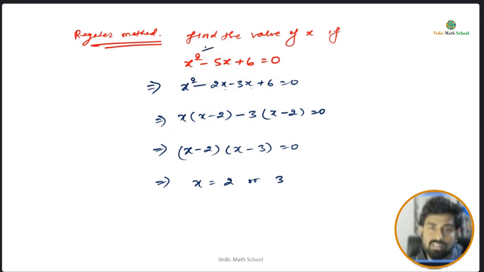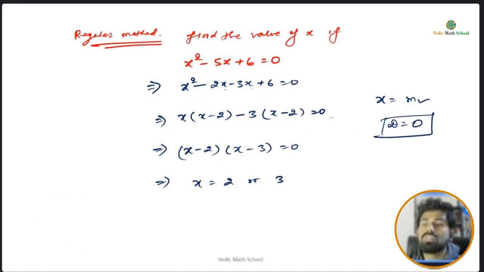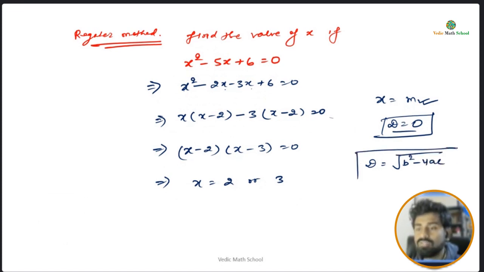Because if the equation has power 2, it says that you must get 2 values. So x must have 2 values, m or n, whatever it gets, but it must be 2 values. Okay, but there is a condition as well. If the discriminant D is 0, then you will get only a single value. And what is the discriminant? The discriminant is D equal to root under b square minus 4ac. So this is the discriminant formula.